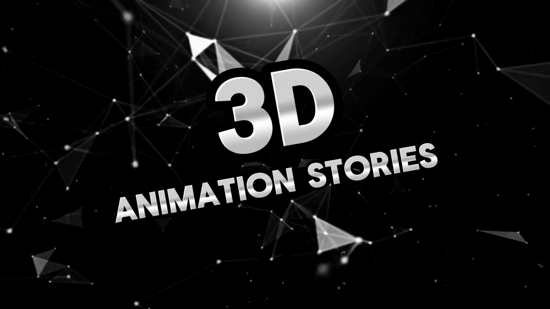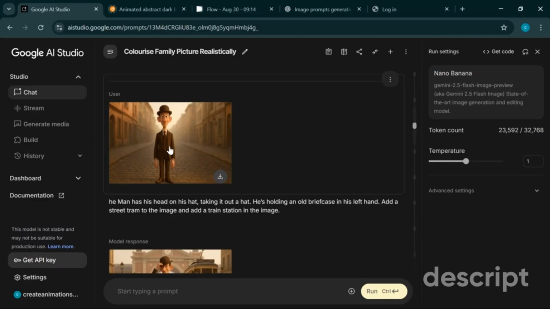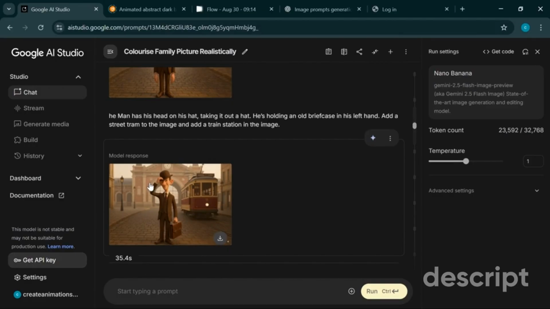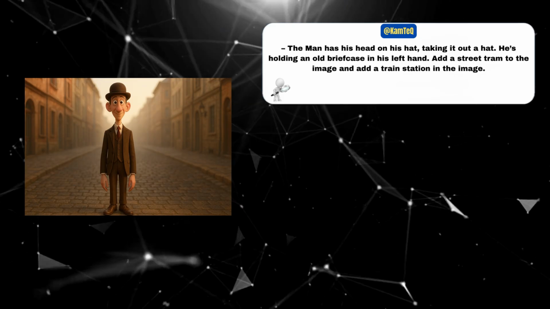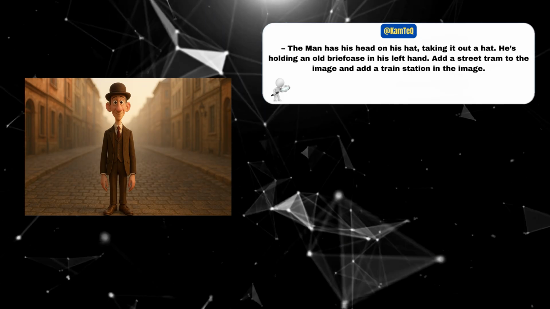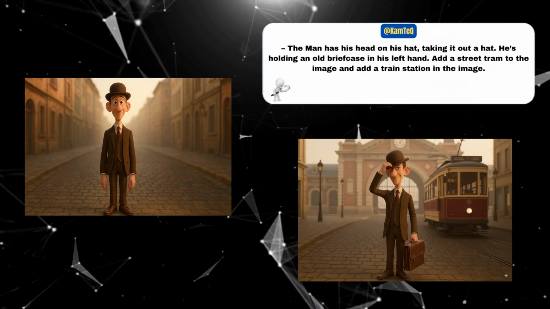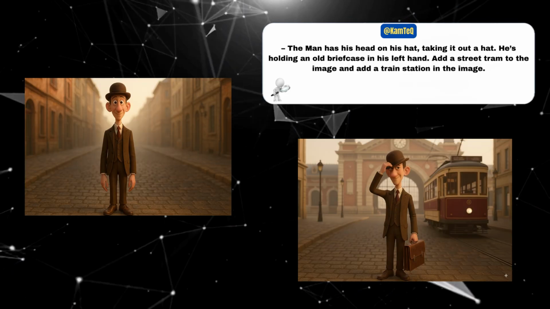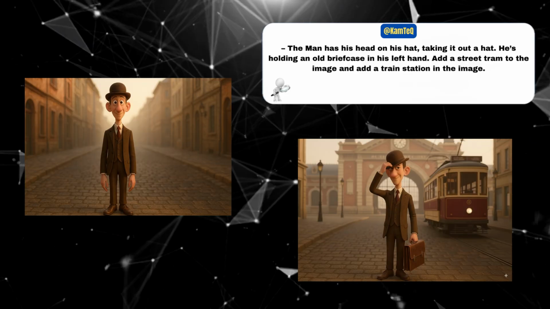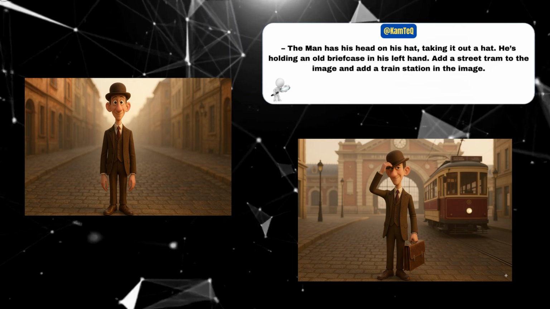Next, let me show you how to create 3D style animation-ready images using Nano Banana. Upload this 3D character image. I actually got this one from ChatGPT. Now, I'm going to give Nano Banana this prompt. Add a hat and a briefcase with a train in the background. Check this out! Nano Banana generated everything perfectly. The image is consistent and stylized just the way we need it for animation.